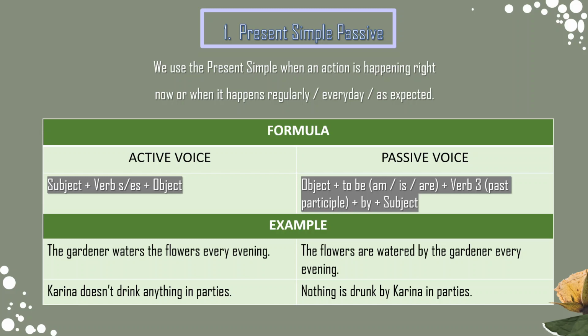And this is for the example. Active voice example: the gardener waters the flowers every evening. And we change to the passive voice: the flowers are watered by the gardener every evening. The next example: Karina doesn't drink anything in parties. And this is the passive voice: nothing is drunk by Karina in parties.